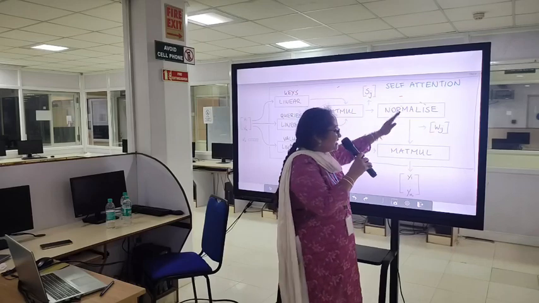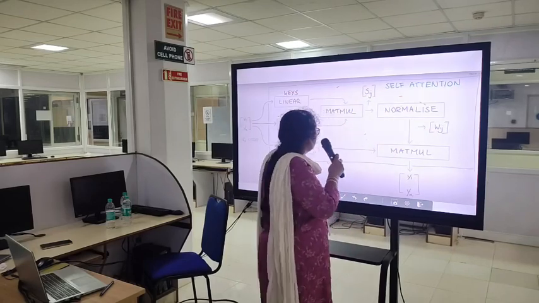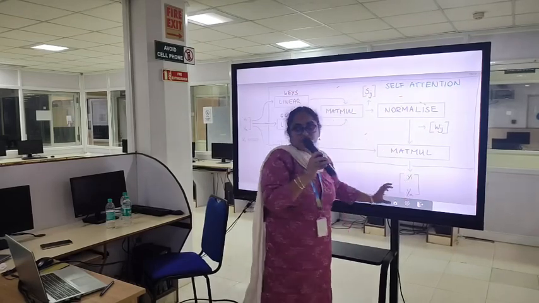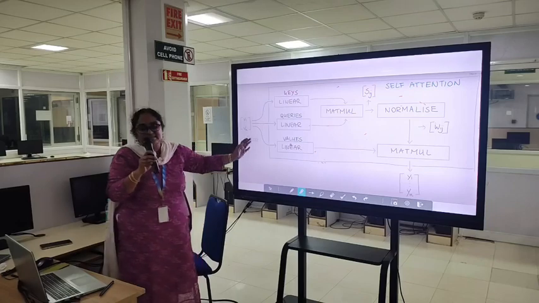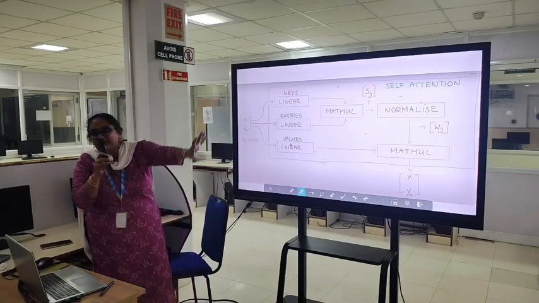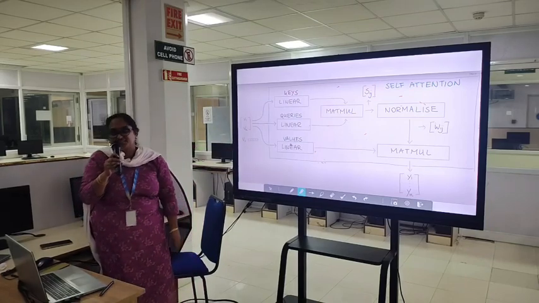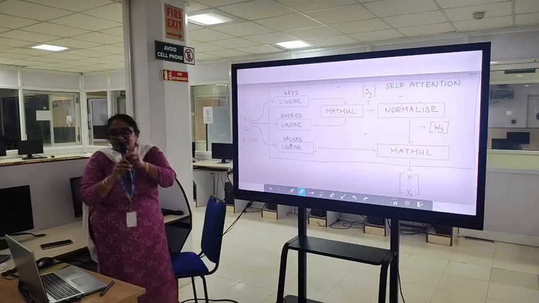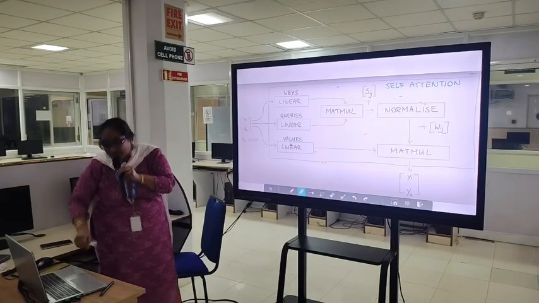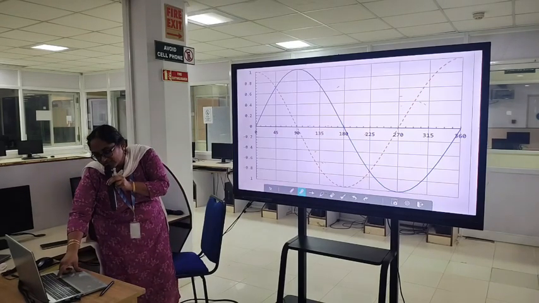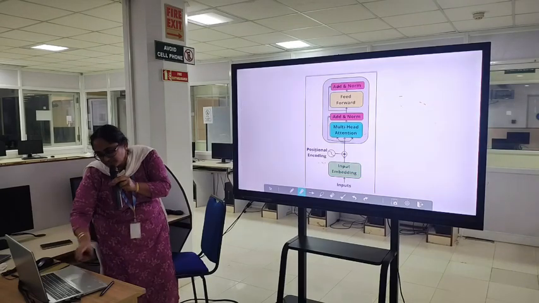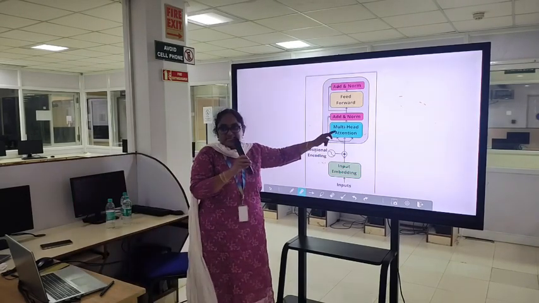You are normalizing, and then you are doing matrix multiplication again of that with the values, and then you are getting your output. So the V values are ultimately getting transformed to Y. The entire part is called self-attention. If you have all of these self-attentions one after the other, it is called multi-headed attention. If you see here, this is the multi-head attention.